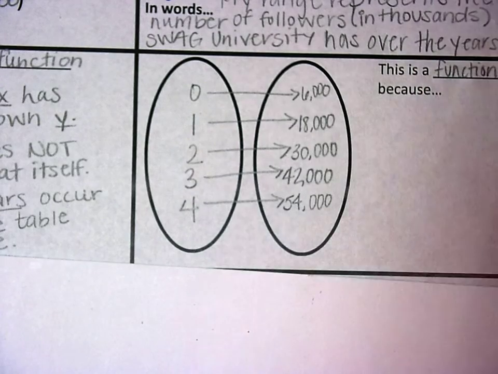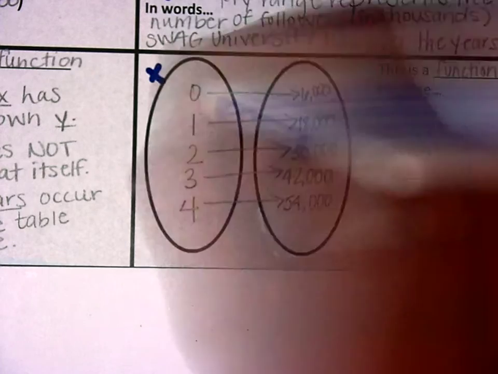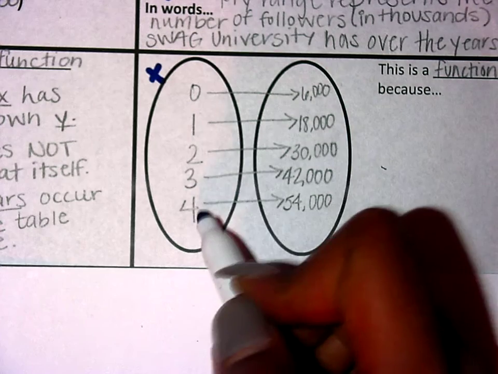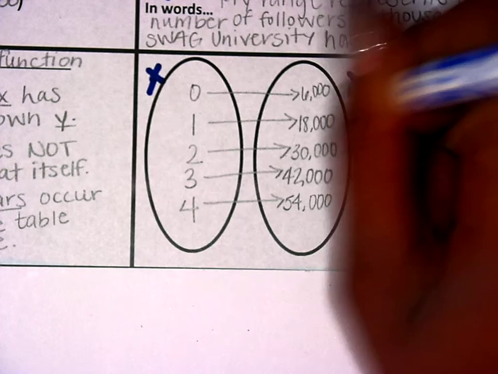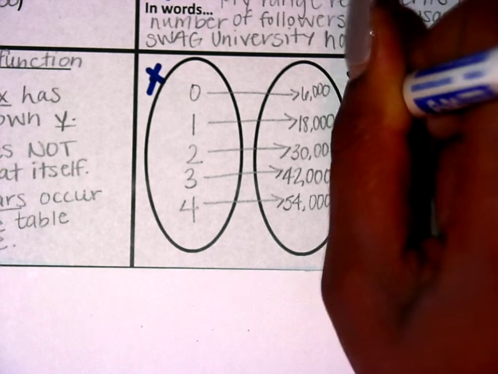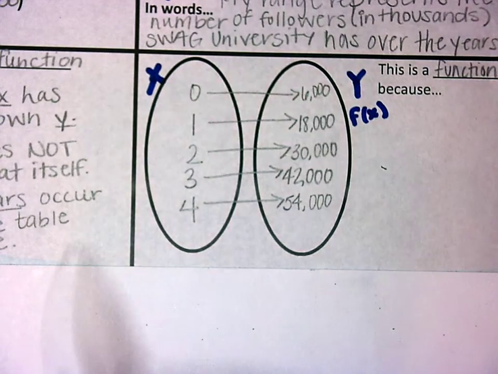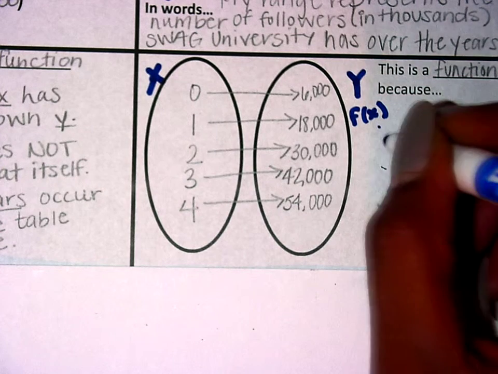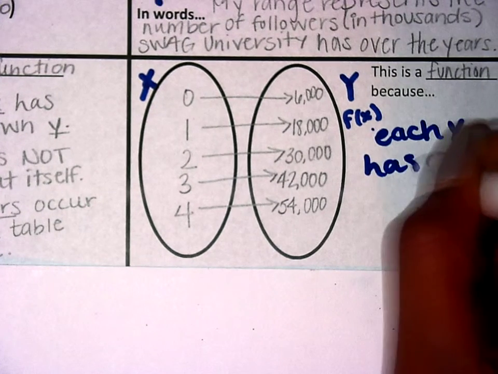And my map. I'm going to label this side as x because that's my input values. I'm inputting the years. And this is my y value. Remember, y is the same thing as f of x. So that's my output. That's what I'm getting out. And the same description that I wrote over here would go over here. This is a function because each x has its own y.